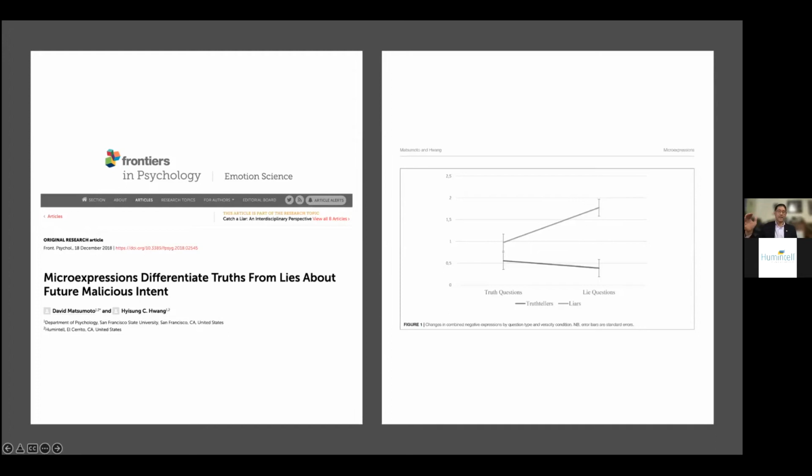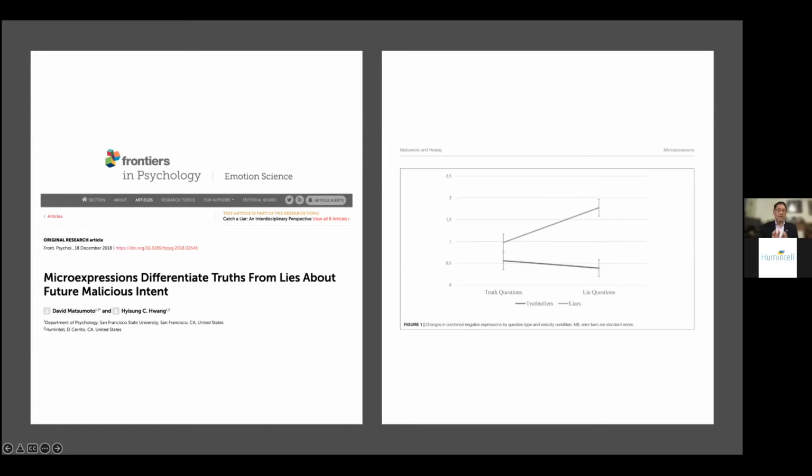The cutoff for us is that one half of a second, because previous researchers demonstrated that normally occurring, spontaneously occurring facial expressions of emotion occur between a half a second and 4 or 5 seconds. So we know the cutoffs for what normally occurring spontaneous facial expressions are. The lower threshold of that is half a second. So we went below half a second and examined 0.1, 0.2, 0.3, 0.4, and 0.5 of a second, as well as beyond that as well, in truth tellers and liars.